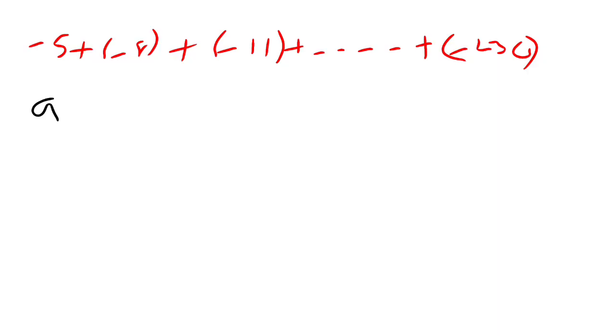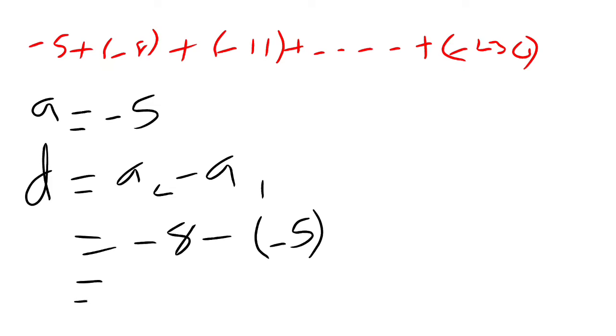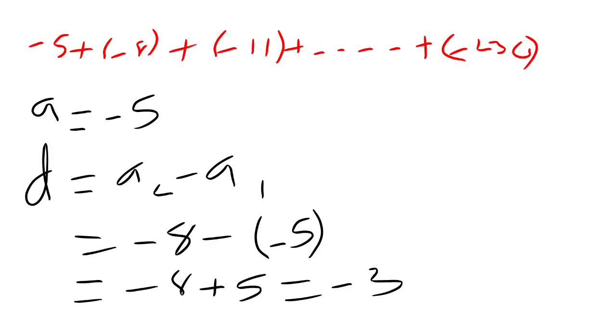So here the A value is minus 5 and D value is A2 minus A1. So A2 is the second term, minus 8 minus bracket of minus 5. So it is equal to minus 8 minus of minus plus 5, it is equal to minus 3. Let's find out the number of terms in the given AP. So that is why I am equating the last term minus 230 equals L.